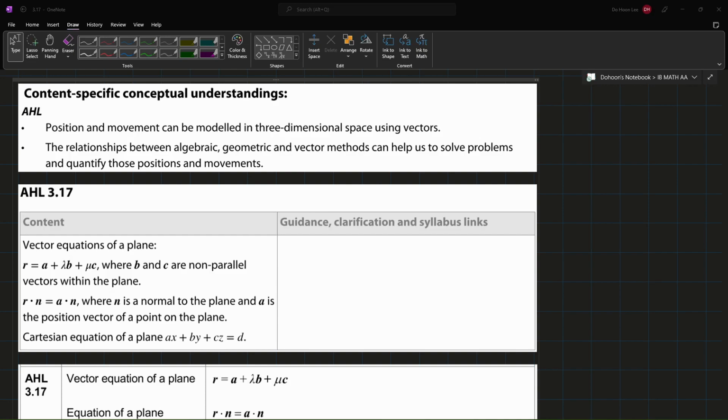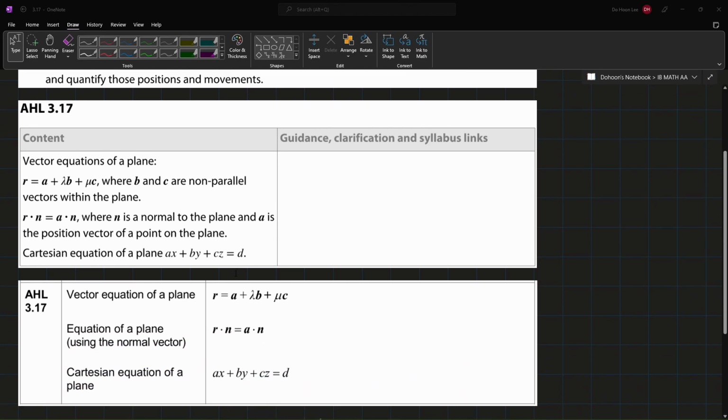Hello everyone. This video will be on the 3.17 section of the IB AA curriculum. Please pause the video for a second to look at the concepts, contents, and formulae for this section. One sentence that summarizes this section is, combine three vectors to get a plane.